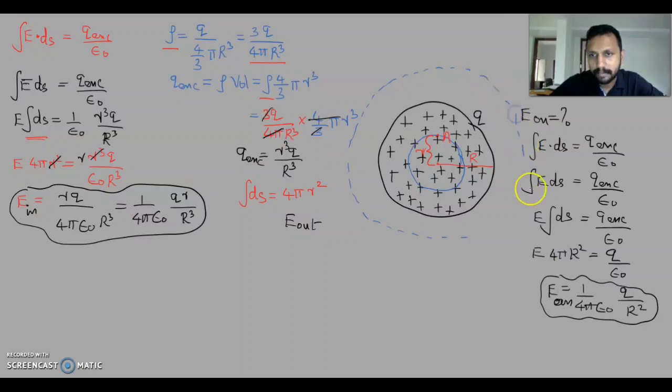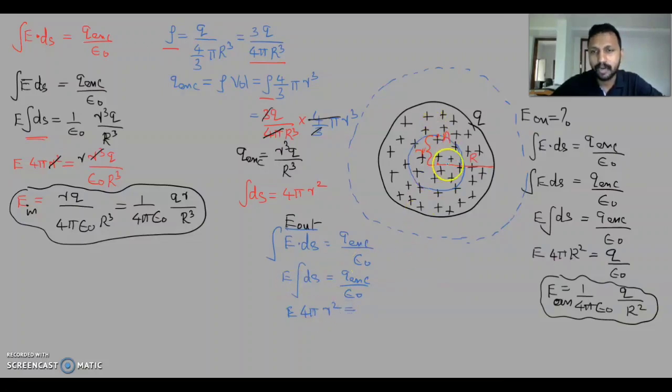Then let us say, in this case also, the radius of the Gaussian surface, let us assume it as small r itself, and in this case we will write integral of E dot ds, that is equal to Q enclosed by epsilon 0. E into integral of ds, that is equal to Q enclosed by epsilon 0. In this case, E into integral of ds, it should be what? 4 pi small r square.